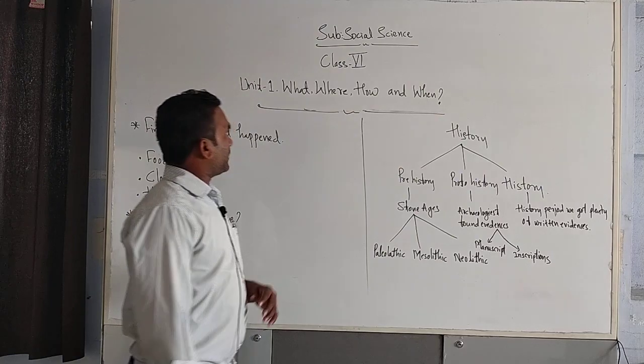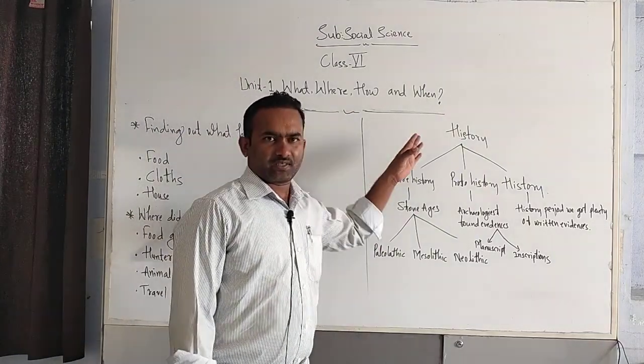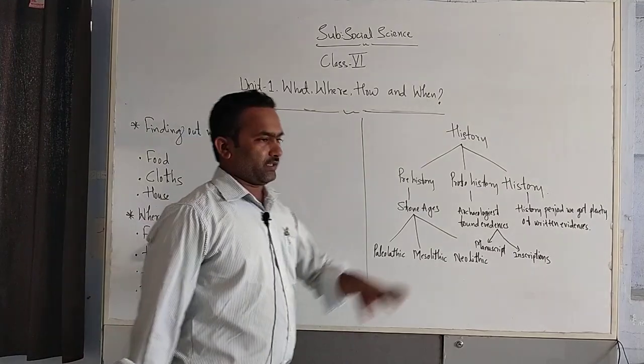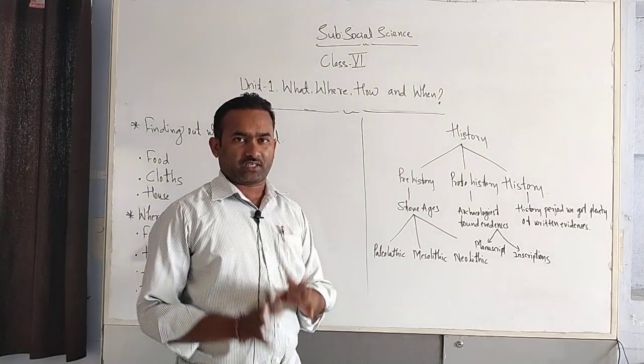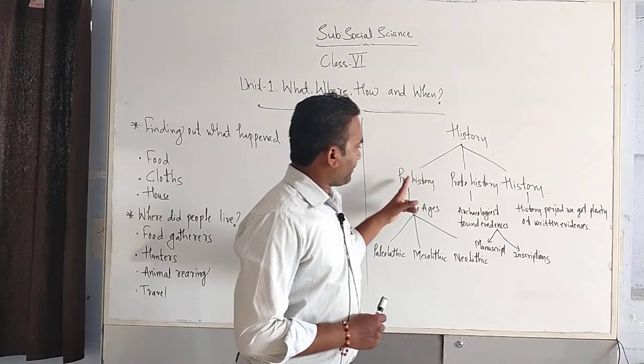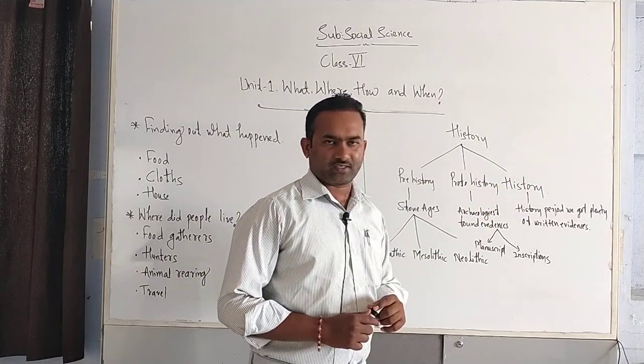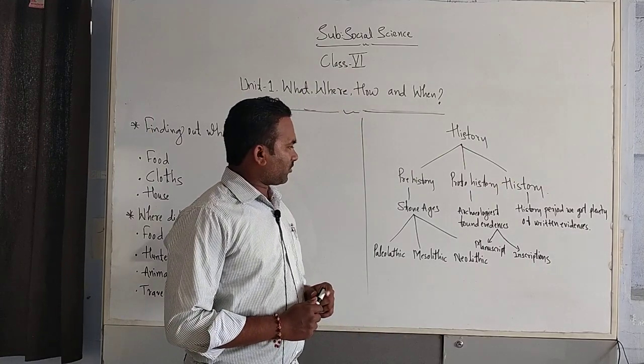So we can come to the first point. What is history? First we can try to understand. History is generally divided into 3 parts. One is prehistory, second is proto-history, and third is history. So we can go to the next point.